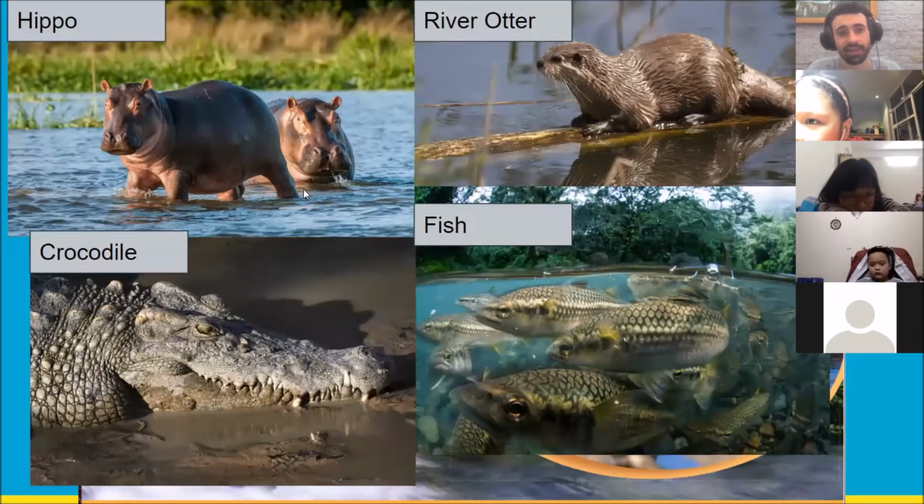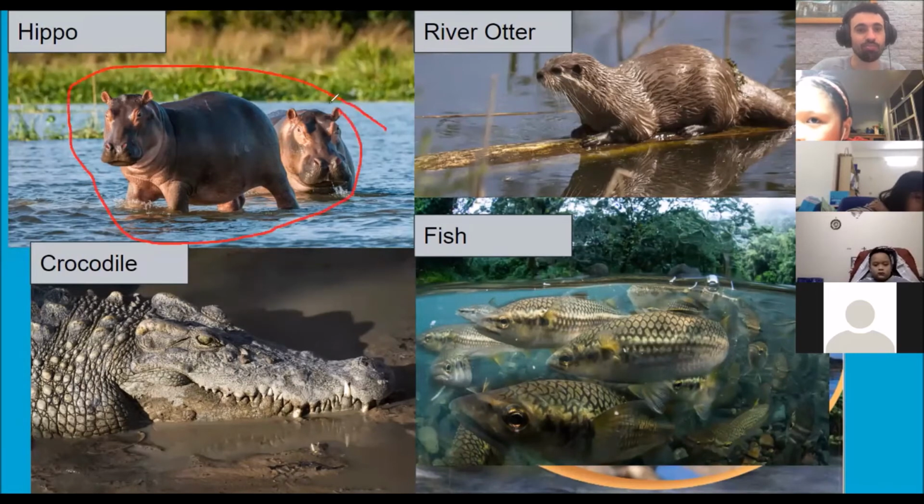Here are some animals that I thought would be nice to share. We have hippos, which happen to be one of the deadliest animals to humans. I don't know if you guys know that. River otters, fish, and this crocodile. And I know that crocodile looks scary and mean and he has sharp teeth, but this hippo is actually more dangerous than the crocodile.